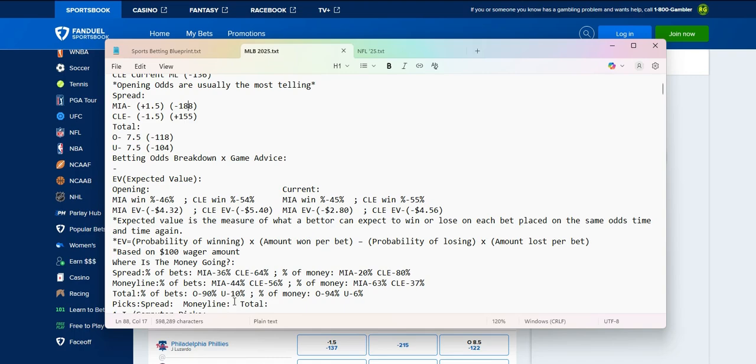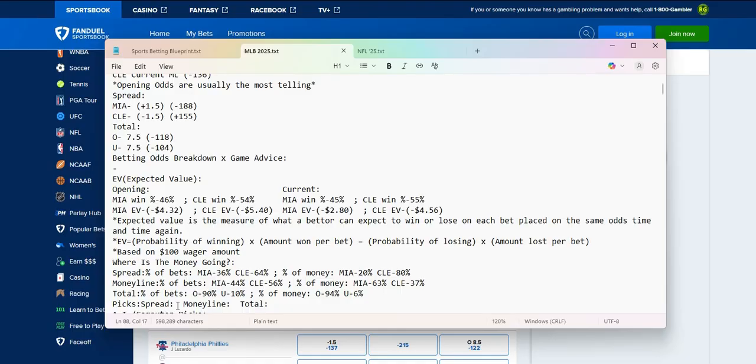Money line percentage of bets, 44% going with Miami, 56% going with Cleveland. Percentage of money on the money line for Miami, 63%. Money line percentage of money going with the Guardians, 37%. Total is at 7.5, relatively low. The higher cost going with the over at minus 118, 90% and 94% going over.